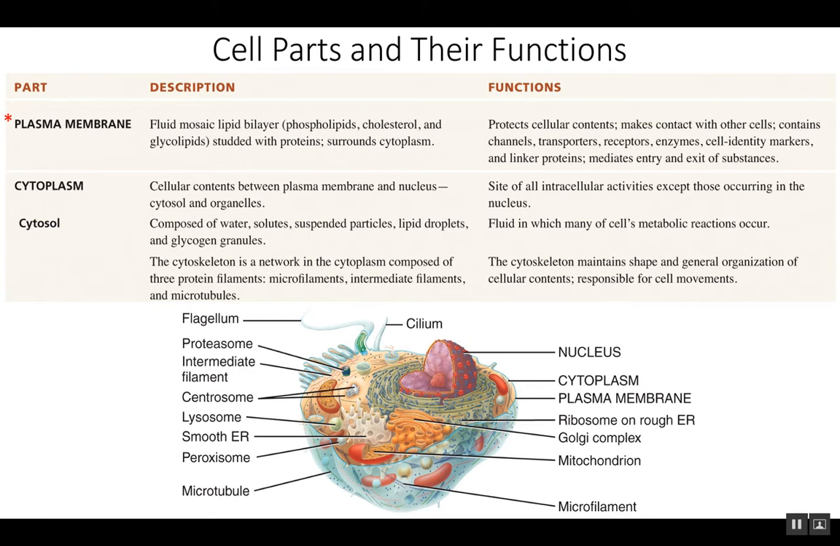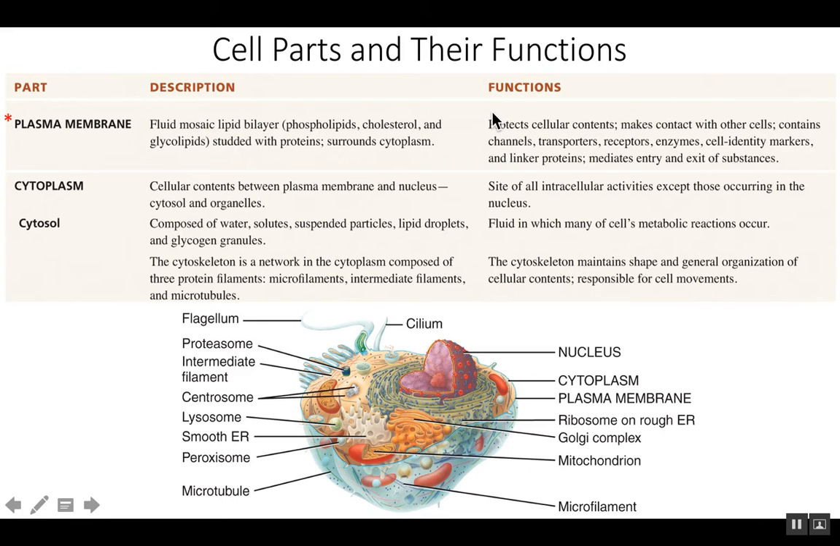If you recall, the plasma membrane is made up of phospholipids. It's a phospholipid bilayer. Inside the fatty acids, you will find cholesterol. So if you think about it, cholesterol is a lipid. Fatty acids are lipids. Lipids typically like to be with other lipids. So the cholesterol will be found within the fatty acids of the phospholipid bilayer. There might also be some glycolipids. So a glycolipid is a lipid with a sugar group attached to it. And it surrounds the cytoplasm. So the cytoplasm being everything on the inside of the cell.